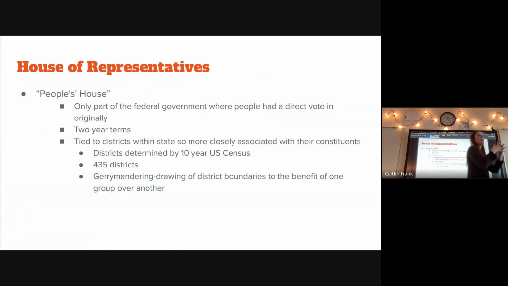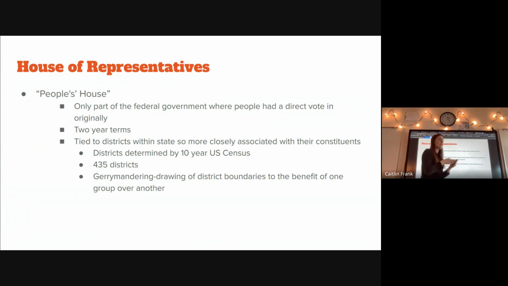Also, it's set up to be tied more closely to the people because there are more representatives tied more closely to the individual districts within each state, of which there are 435 spread across the country, and each representative from those districts is supposed to cater to the needs of their specific constituents. So they are much more closely tied to their constituents than senators, where there are only 2 in each state, and the president, who represents the entire country.